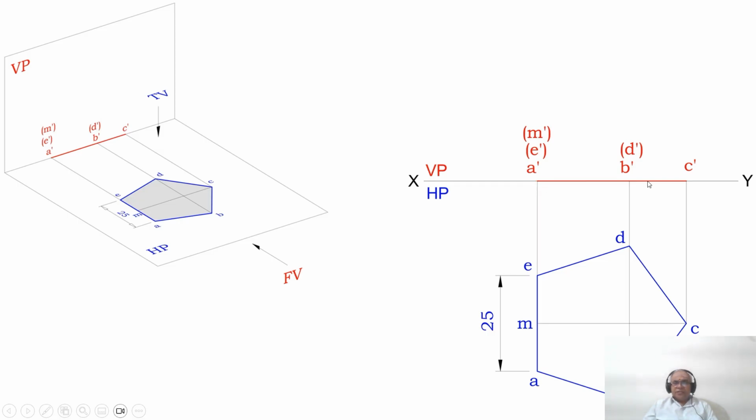And then join A dash to C dash with a dotted line. Similarly, A to B, B to C, C to D, D to E, E to A with a dotted line, and you mark this point as small m. Then show the dimension of 25.